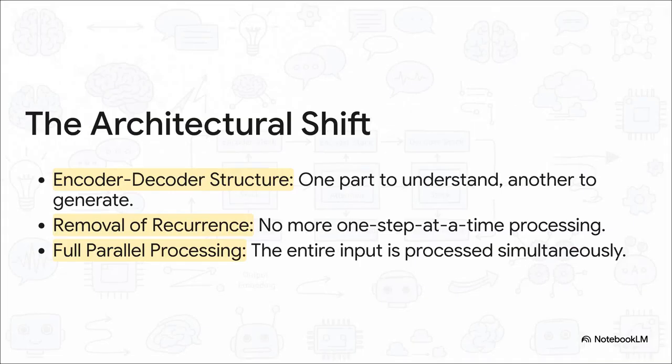So how did it do this? Through a really radical architectural shift. You've got two main parts, an encoder, which digests the input, and a decoder, which generates the output. But the real game changer, the most important part, was ripping out that one word at a time process, what's called recurrence. And getting rid of that is what finally unlocked full parallel processing.